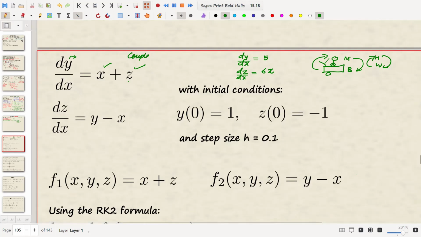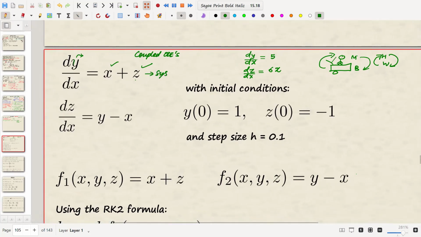What do you mean by coupled ODEs? Coupled ODE means the variation of Y. This is one system. This is another system. Now the question is, does system 1 depend on system 2? If it does, it's a coupled system. If system 1 doesn't depend on system 2, it is an uncoupled system. Now my question is, does system 1 depend on system 2?